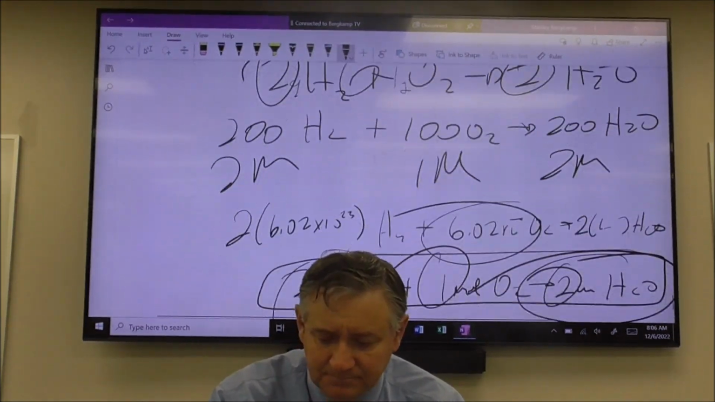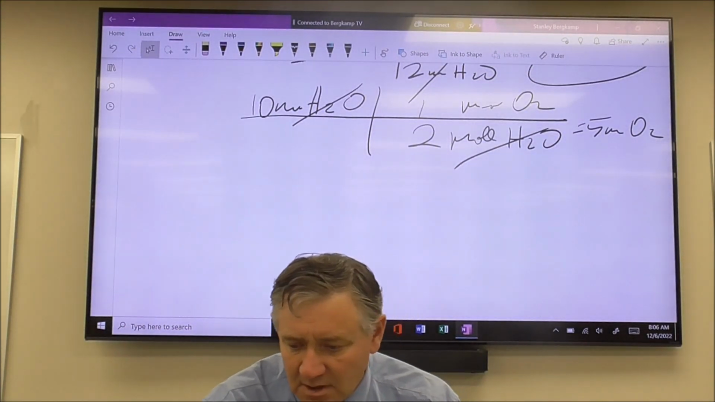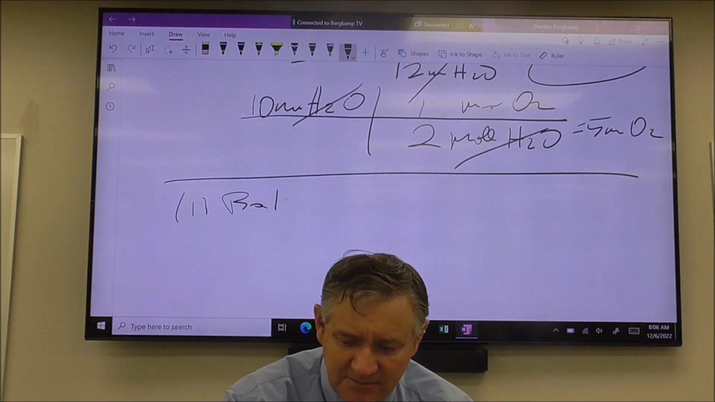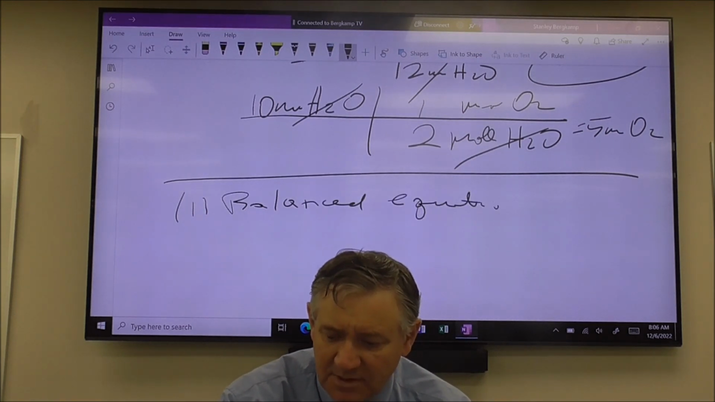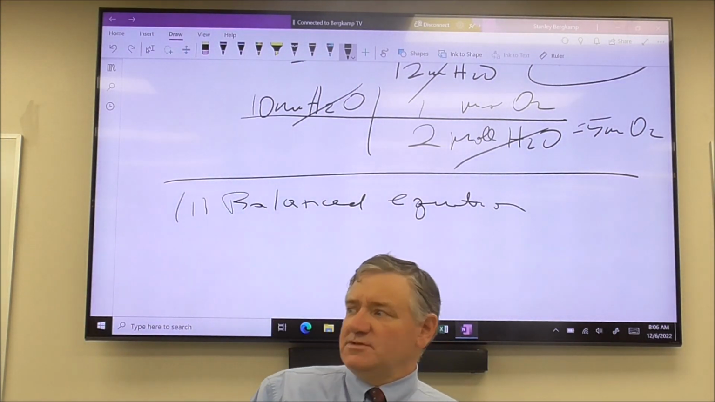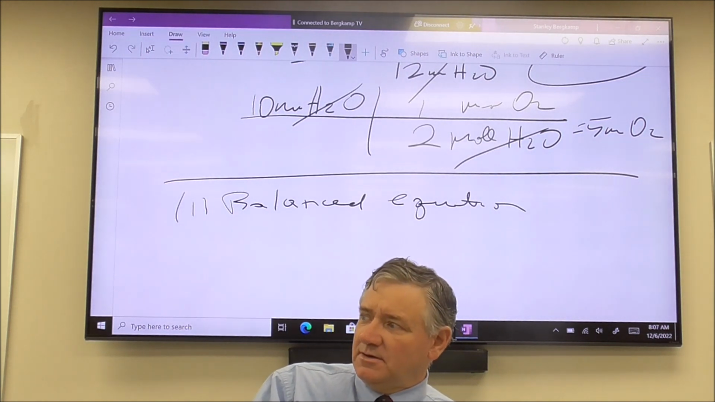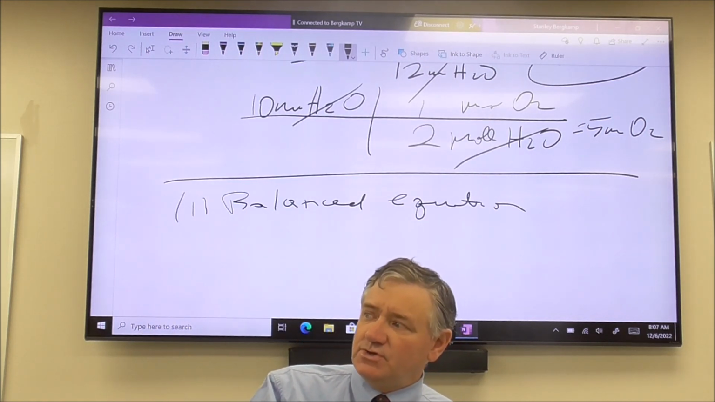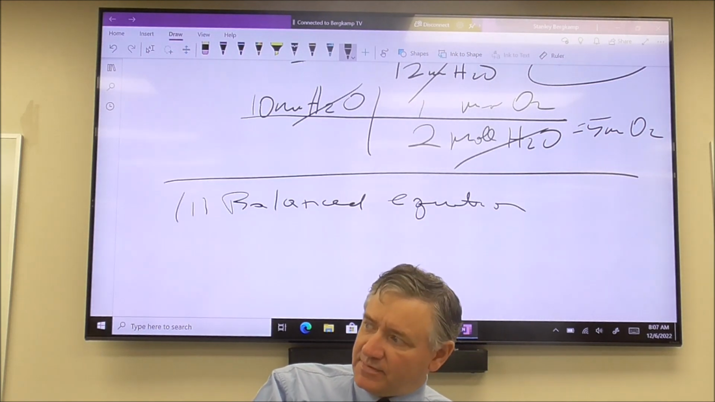So here's the deal. On any problem you're going to do, there's a certain sequence of things that you have to have. First and foremost, the most important thing is that you have to have the balanced equation, okay? Because if you don't have the balanced equation that's right, you don't know what the coefficients are. If you don't know what the coefficients are and subscripts and everything else, then you're dead in the water. So that's why I said it is so vital that you have the correct balanced equation. Because if that's wrong, everything's going to go wrong.